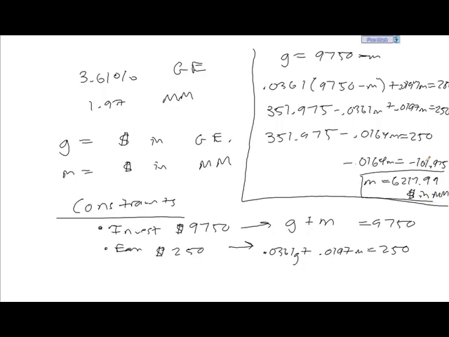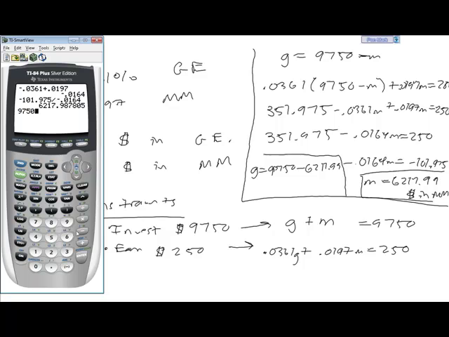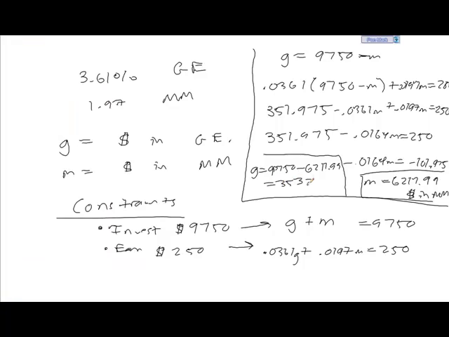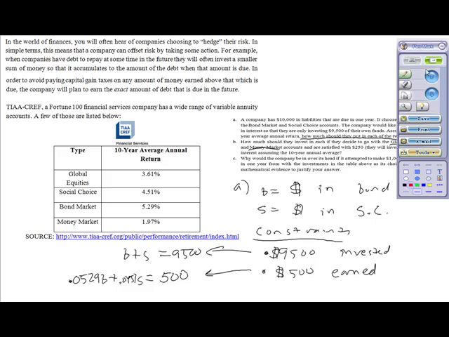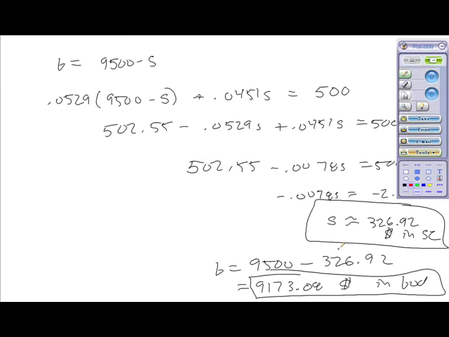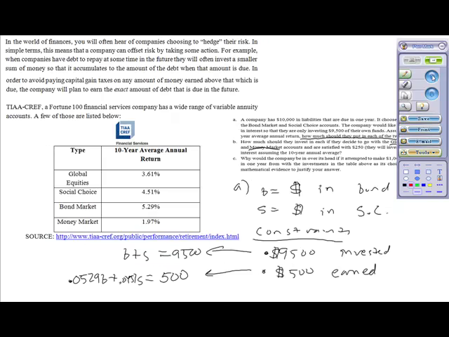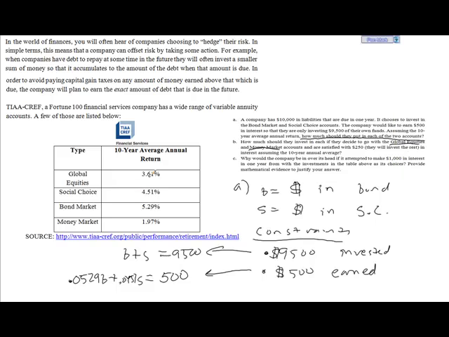So that's how much we're putting into money market in order to accomplish this goal. G equals 9750 minus 6217.99. The difference there is 3532 and 1 cent, and this is in global equity. So there are our two final amounts. And so obviously the split's a little bit greater. Over here it wasn't that great because we weren't trying to earn that much interest, and we had some really high paying percentages. Now we have two small paying percentages.